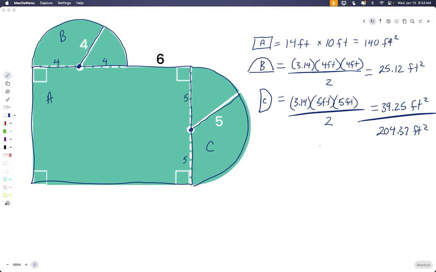When we added all of that together, it gave us 204.37 feet squared, and our directions were to round it to the nearest whole number. So 204 feet squared would have been the answer here. So don't let these confuse you. Draw the shape out to see what you need to figure out. Only draw horizontal and vertical lines unless you have a circle, and then you can't help it.